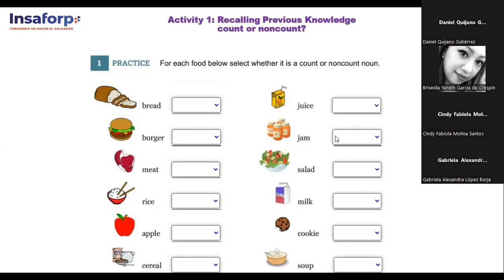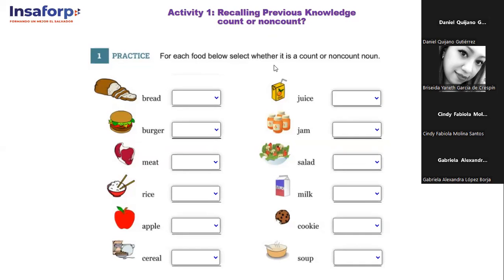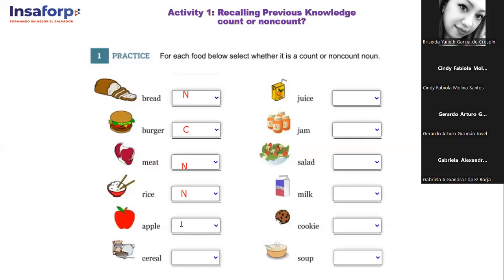Good. So as I was telling you, you have to tell me if the food here is count or non-count noun. Bread. Non-count. Burger. Count. Meat. Non-count. Right. Apple. Cereal. Non-count. Juice. Non-count. Jam. Non-count. Salad. Non-count.